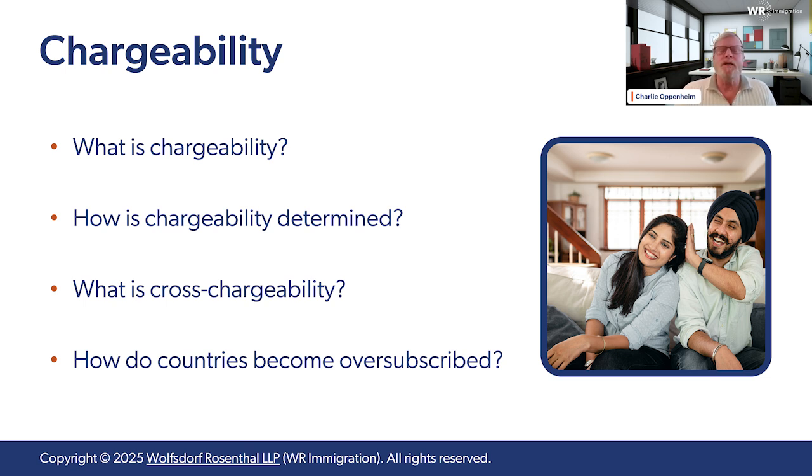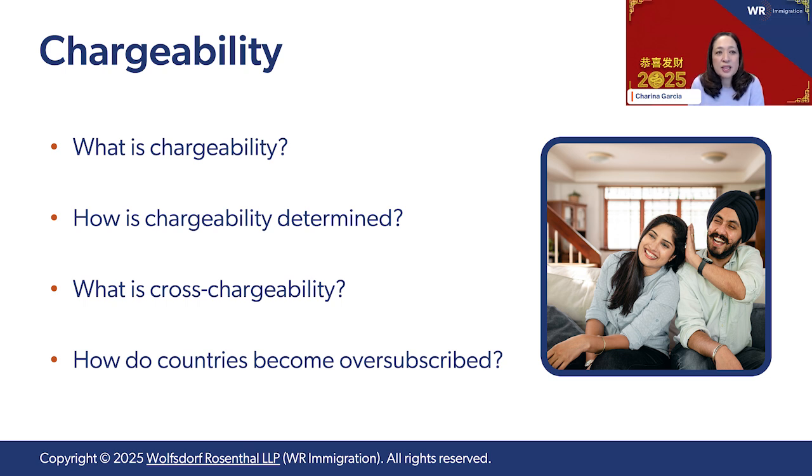In terms of countries becoming oversubscribed, as I mentioned, there is a limitation on how many applicants from various countries can come in. And if there are too many applicants from a country, currently that would be from China, India, Mexico, and the Philippines. Those countries have more applicants who have petitions and approved petitions and are attempting to immigrate to the US, but the amount of applicants exceeds the amount of numbers available in one or more visa categories. So they're considered to be oversubscribed.